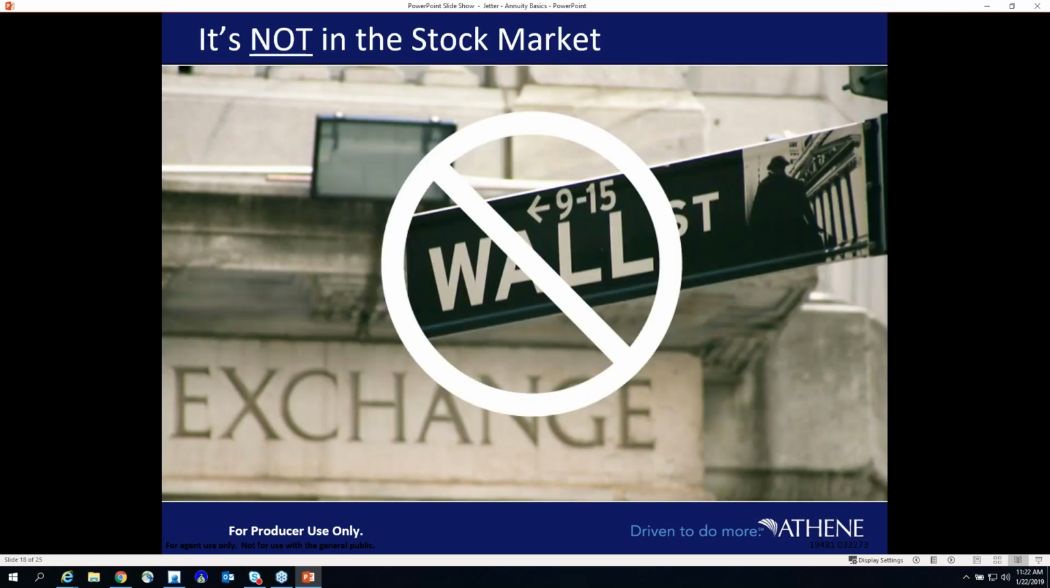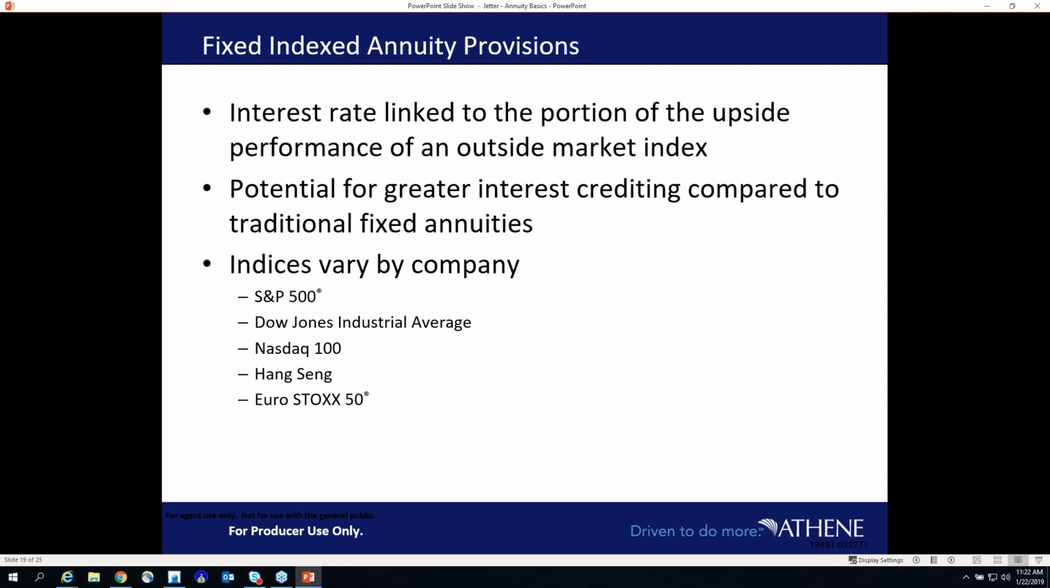So again, very, very important just to understand that fixed indexed annuities are not in the stock market. We don't invest the money in the index. We simply are tracking the index to earn an interest rate for your client. So interest rates linked to a portion of the upside performance of an outside market index, potential for greater interest crediting compared to traditional fixed annuities, and the indices vary by company.